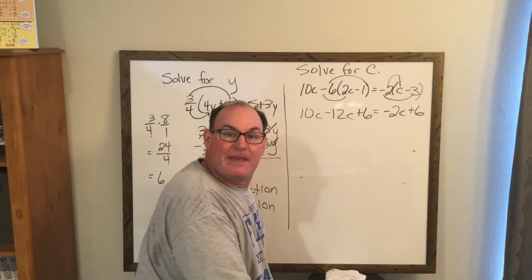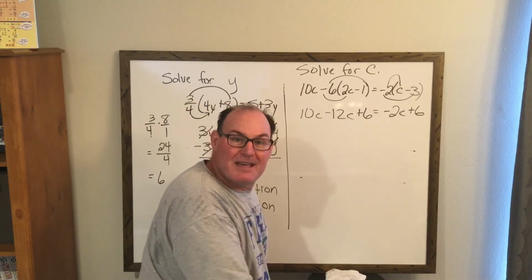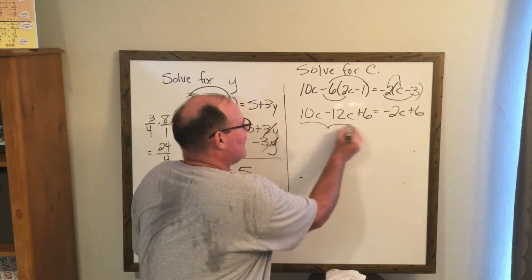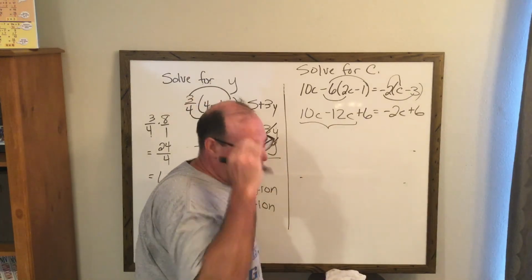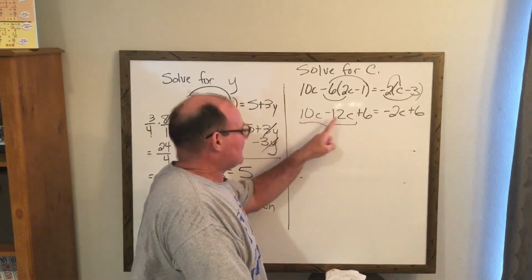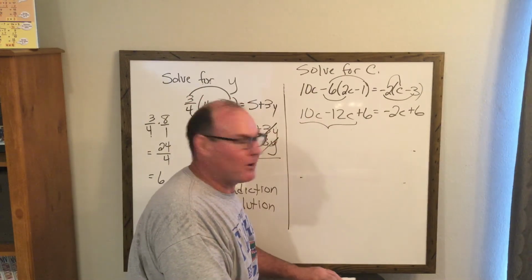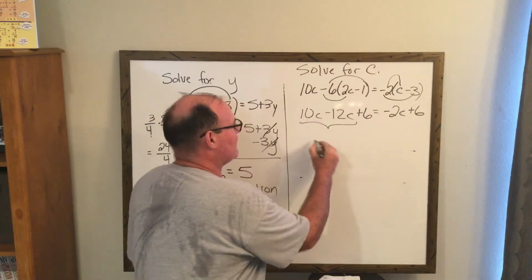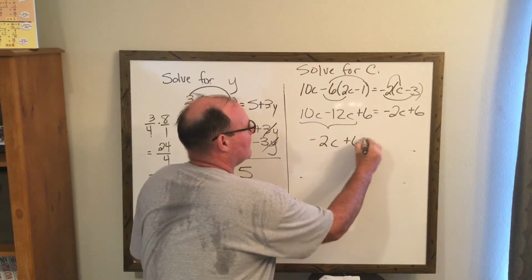I'm going to do one more thing before I solve. Again, I'm just trying to make this look pretty. I'm going to collect my like terms. I have like terms on this side. And in case you're unfamiliar with that, like terms means that I have the exact same variable part for both of those terms. So here goes. 10 minus 12 is going to be negative 2c.